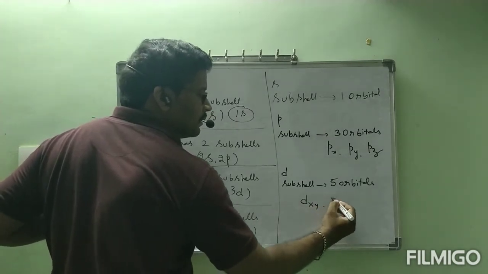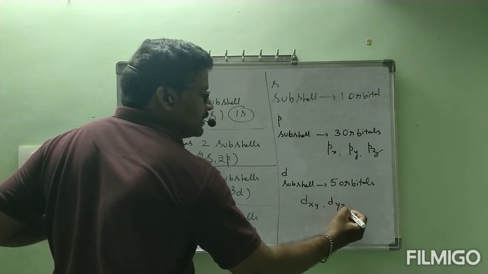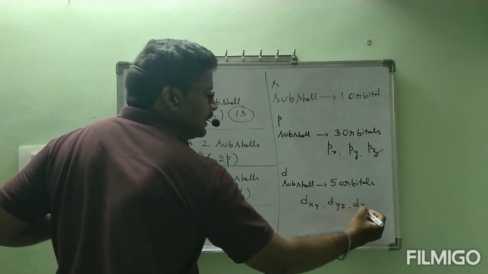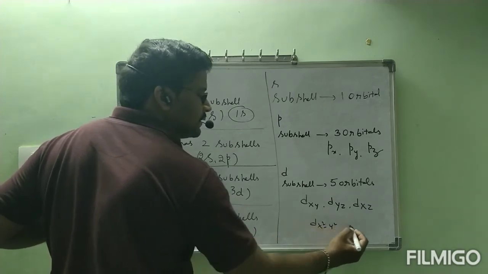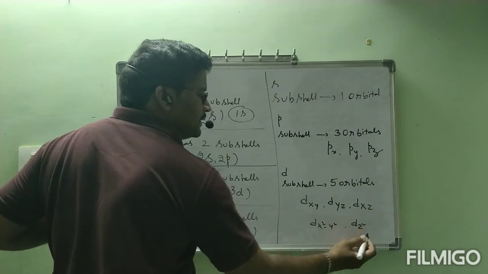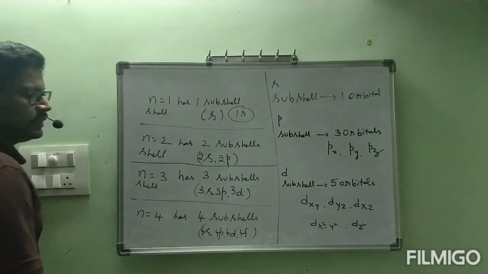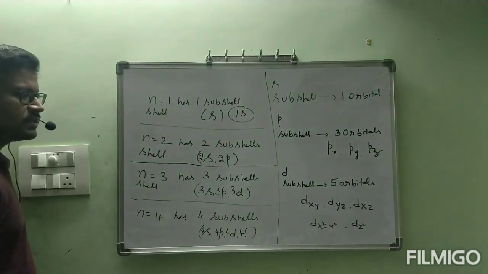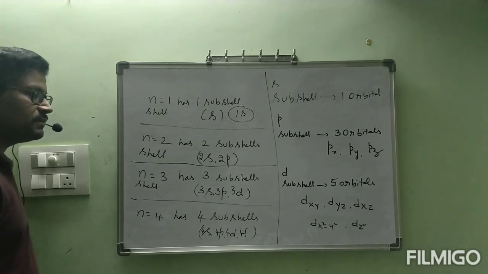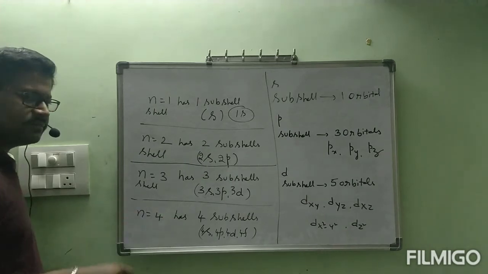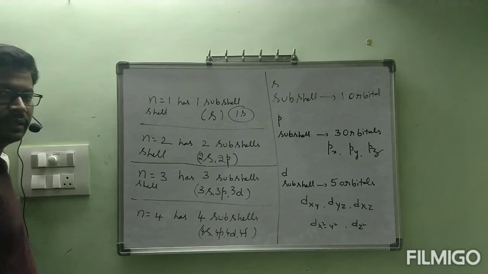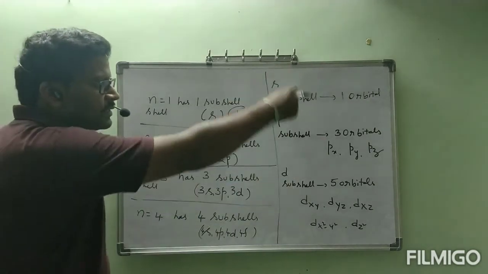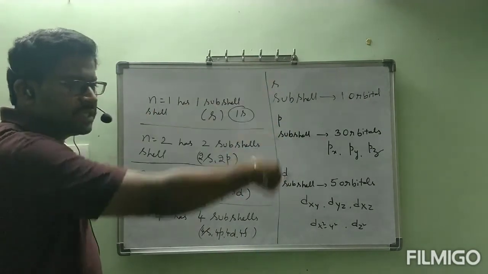dxy, dyz, dxz, dx square minus y square, dz square. Till the d subshell it is enough. The f subshell has 7 orbitals, but we don't know their names. Scientists also could not give them because their shapes are not known. After completion of this, I will give the shapes of all these orbitals.